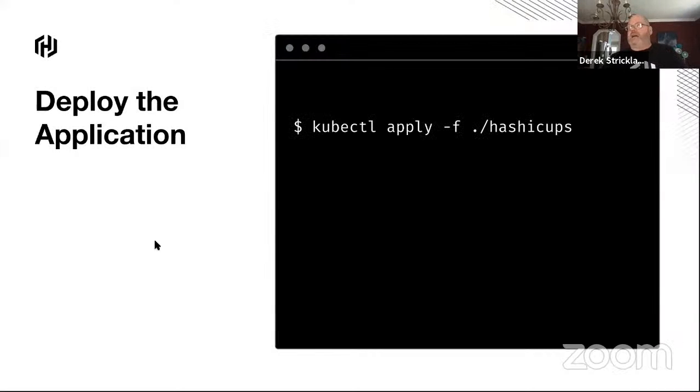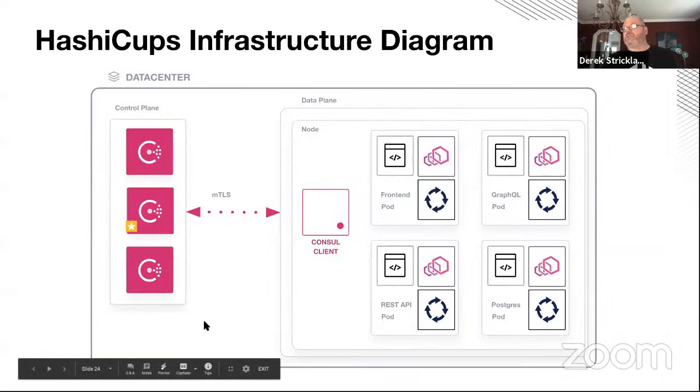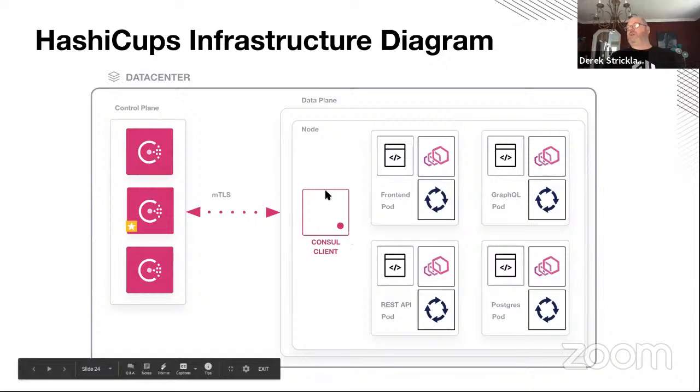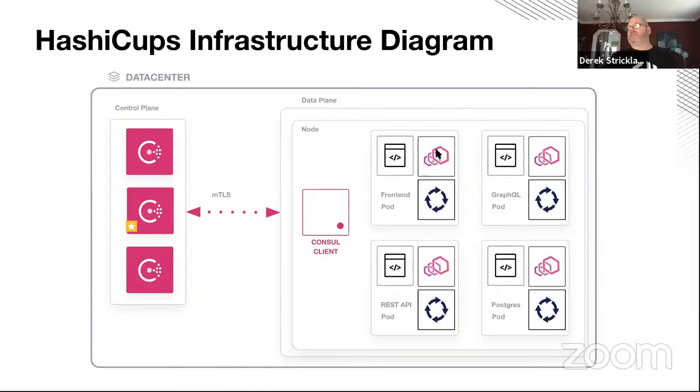And we'll talk about the application we're going to deploy. It's called HashiCups, and it simulates basically an online ordering app for a coffee chain. And the application, once it's deployed into Kubernetes, looks like this conceptually. You'll have your control plane that's talking to your data plane. Services are inside of pods that run on a node. There's a Consul client on each node. There's an Envoy proxy sidecar and a live sidecar next to each service.